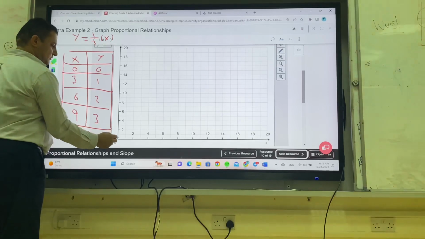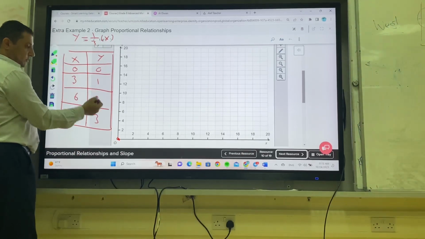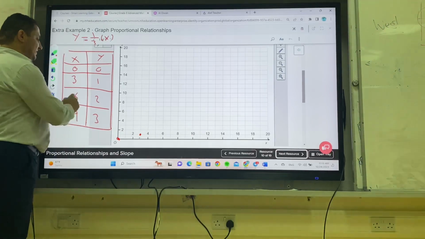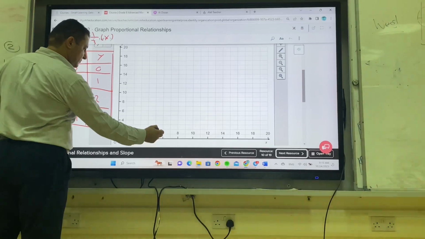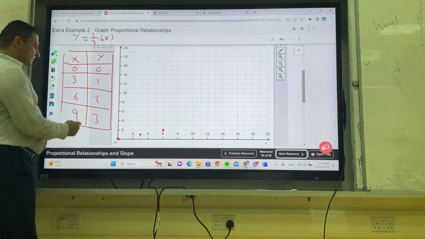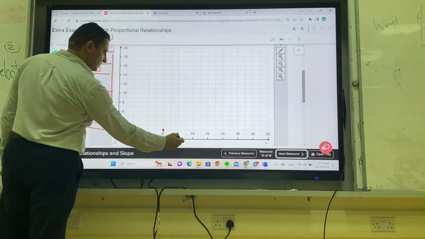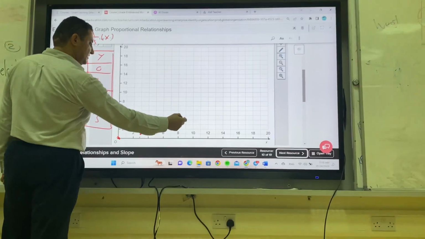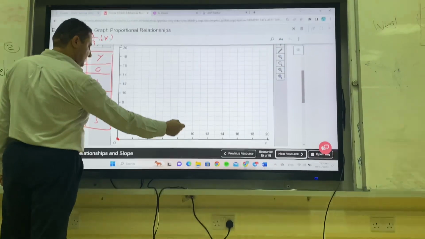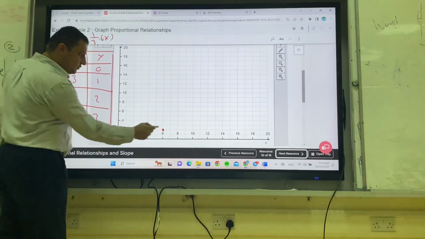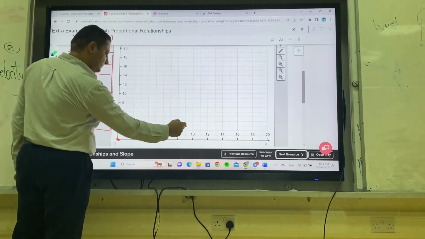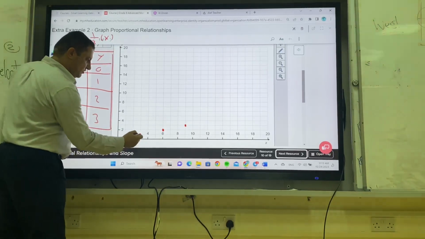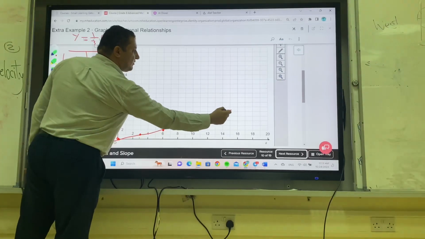Remember that we had the point (0, 0). Then (3, 1): 3 is located here and 1 is here. Make sense? Then (6, 2), we have it above here. Then (9, 3): 9, and above 2, 3. Where is the 3? It's between 2 and 4. So this is (9, 3). I think this is the line. Now just connect these points in a straight line.